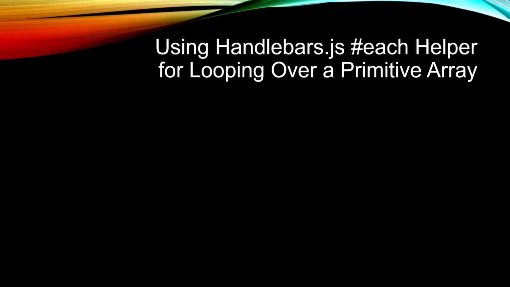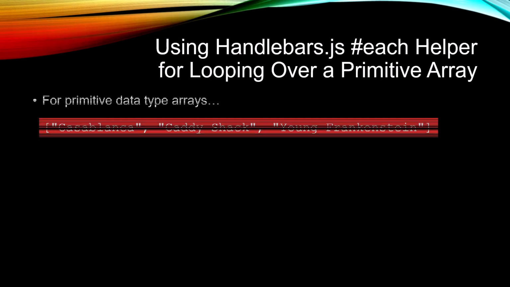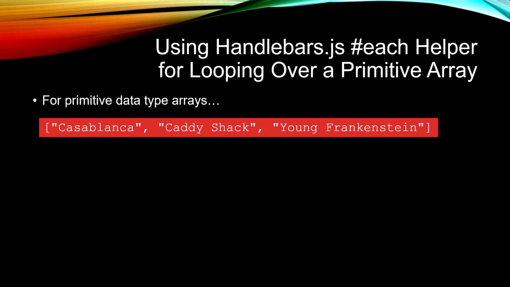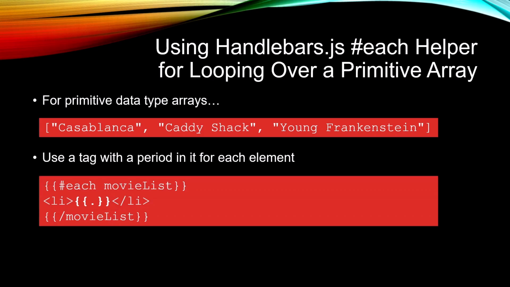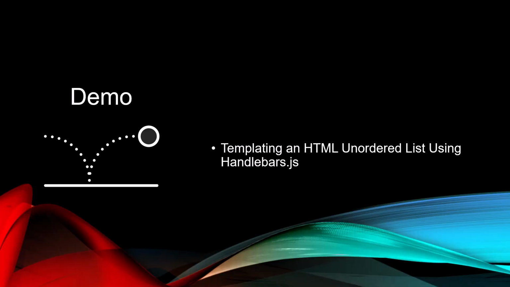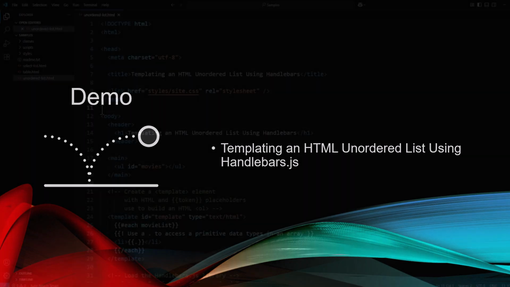So we saw where you have an array of object literals, but what if you have a primitive array, like an array of strings? So now there's no property name that we can bind to. Well, for that, we simply use a tag with a period in it. That period represents each element within the primitive data type array. Let's take this concept and apply it to build an unordered list.